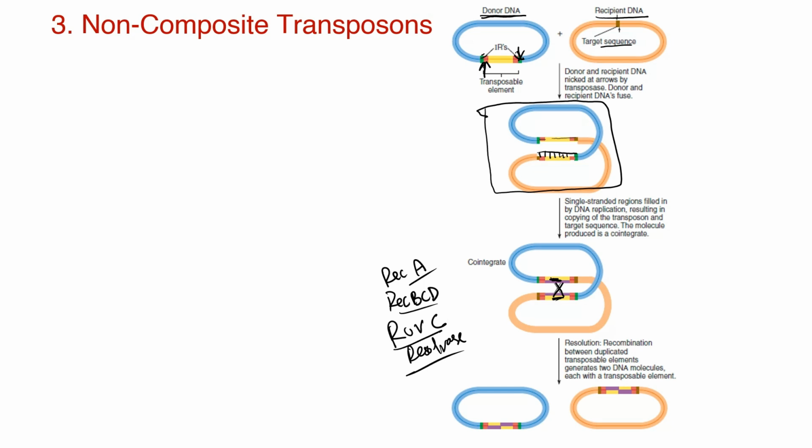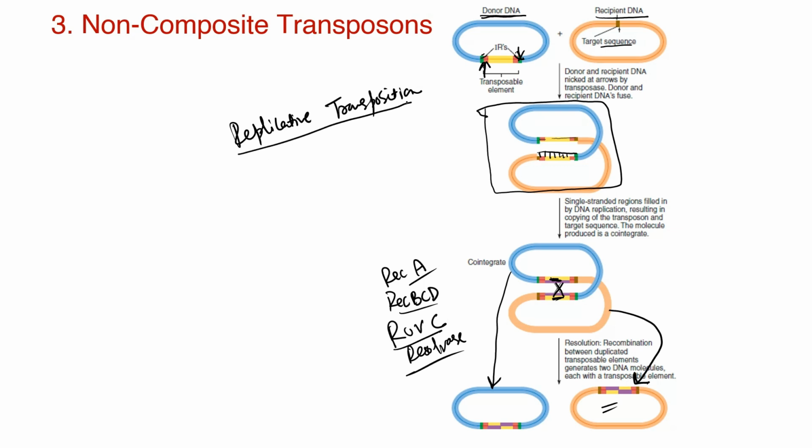Once strand invasion takes place, there is formation of a Holliday junction, which is resolved by the resolvase, and you get two products. Both the donor DNA and the acceptor DNA will have a copy of the transposable element. So this type of mechanism is called replicative transposition. Why? Because the donor DNA copies the transposable element into the recipient DNA.